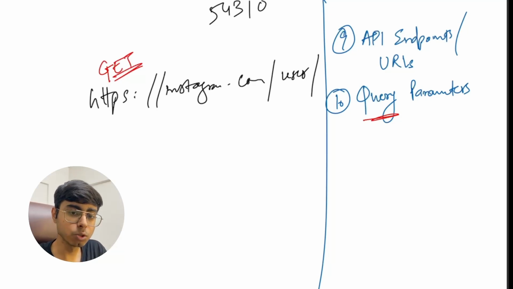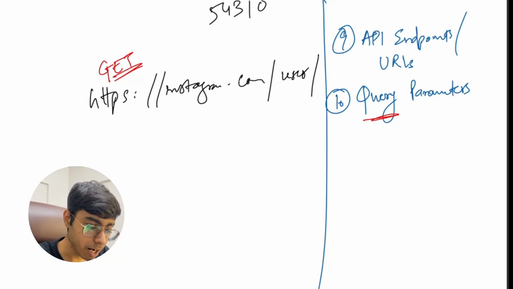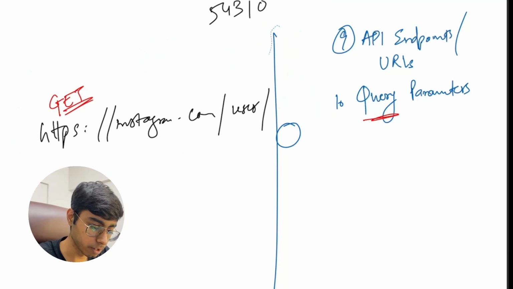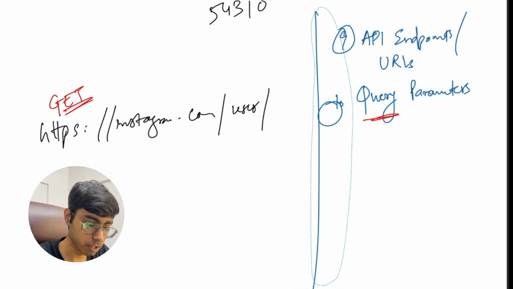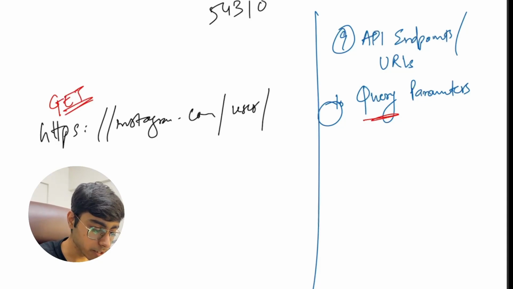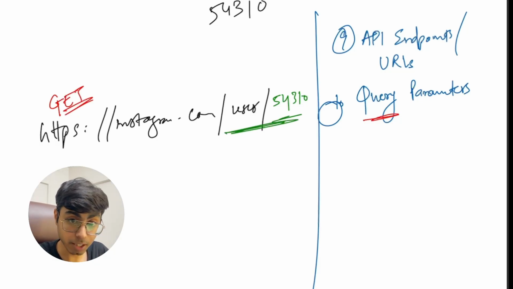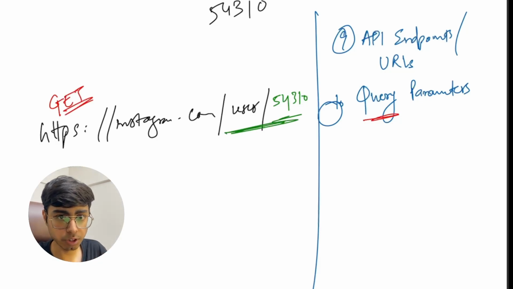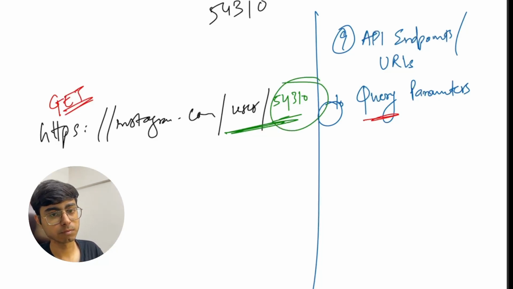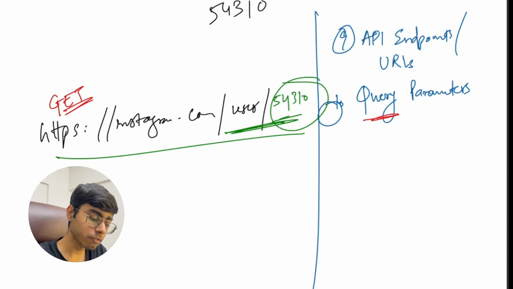Let's say I only want to pass the user ID of whose information I want. I can attach this ID behind this endpoint, at the end of the path. This is a path parameter. In the server, I would have coded that whatever you get after user slash in the GET call, consider it as a user ID. You defined a parameter in the URL path itself.